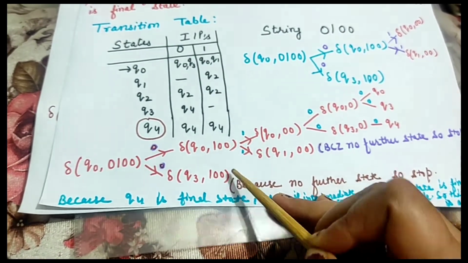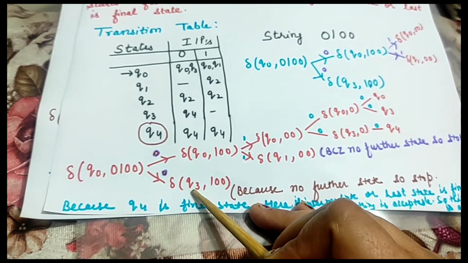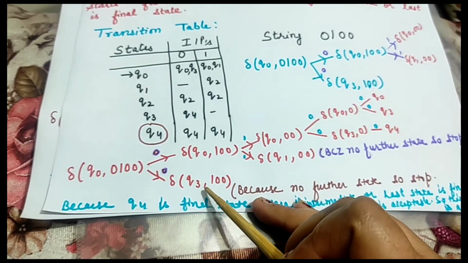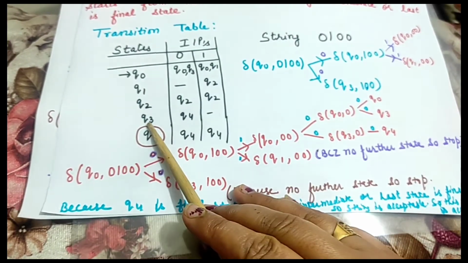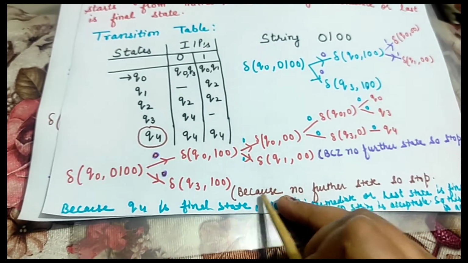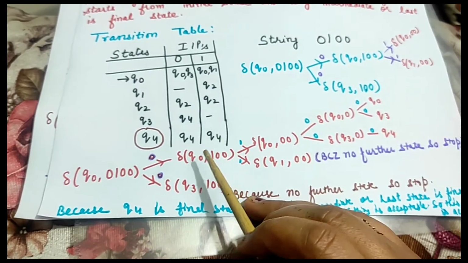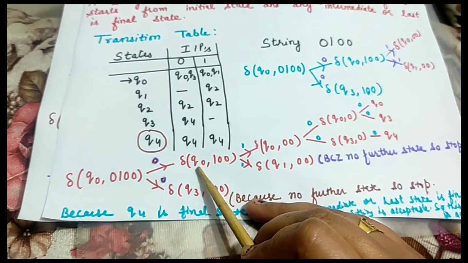That is your choice. Let us suppose we take firstly this one. Now Q3 behaves like a current state and we have to apply the 1 input. Q3 at 1 input has nothing. This means there is no further state, so stop here. Now check for another state, that is Q0.